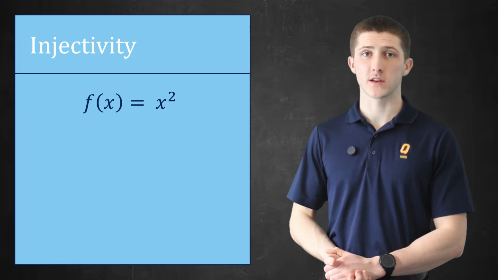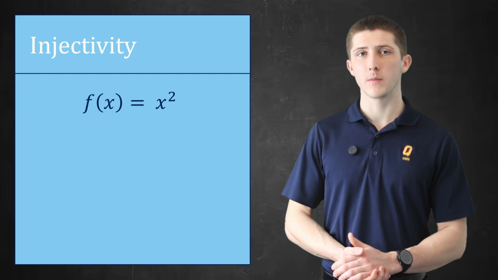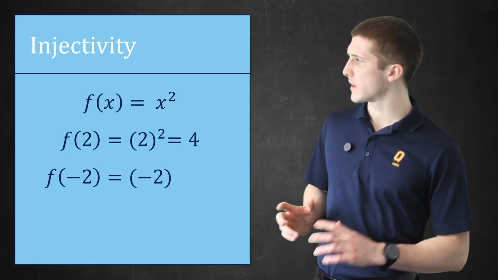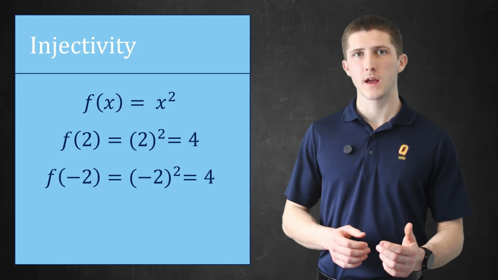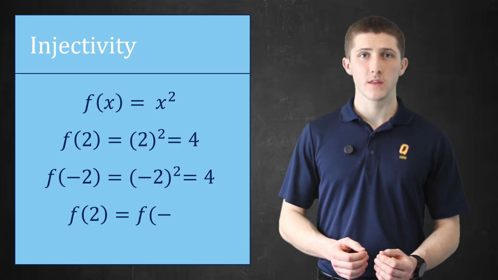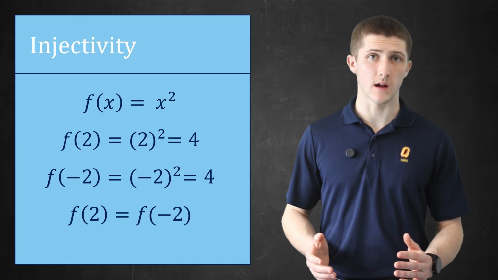Is the function x squared injective? Well, if it's injective, then every output must have only one input that maps to it. But look at this. If we map positive 2, we get positive 4. And if we map negative 2, we also get positive 4. This contradicts the idea that the function is injective, and therefore it's not.